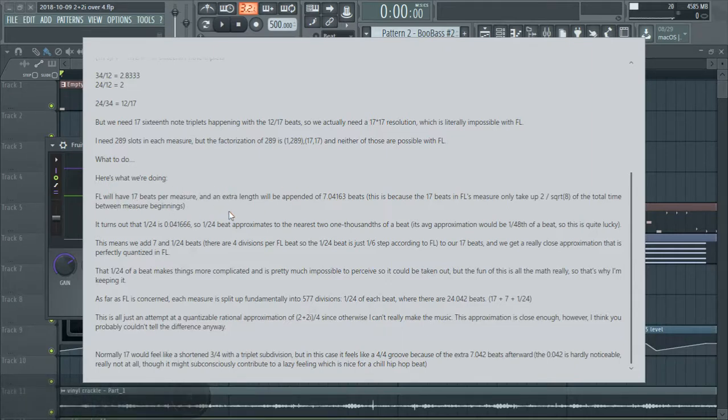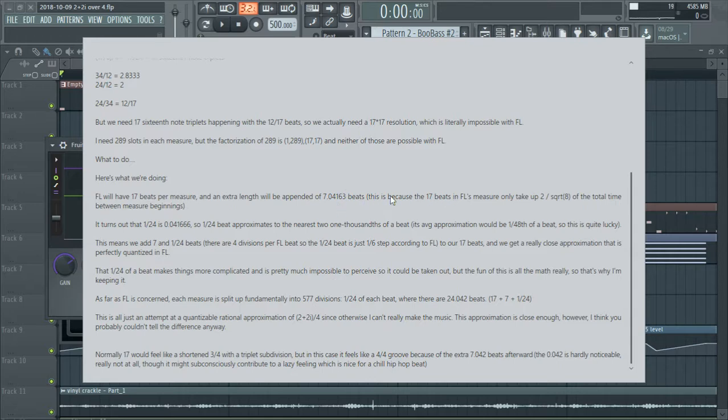FL will have 17 beats per measure, and an extra length will be appended of 7.04163, which is 7.04 beats. Again, completely imperceptible. And this time we're talking about FL's beats, which are actually 16th note triplets. So I actually included the 0.04. So we're talking about the nearest hundredth of a 16th note triplet in this approximation. It's super, super spot on.